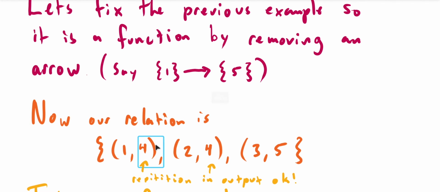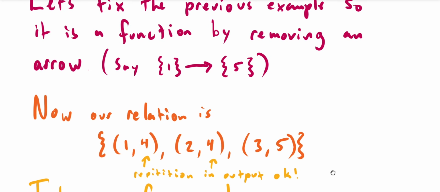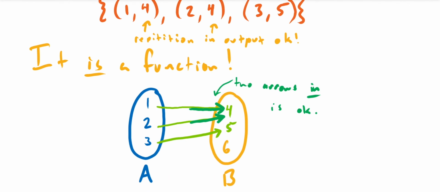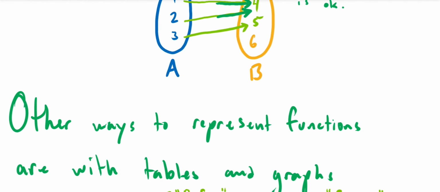It sends 1 to 4, and also 2 to 4, and 3 to 5. Notice there is no problem with repetition in the second slot, in the output slot. That is fine. That's still a function. What that looks like in terms of maps is that your arrows could go both into some number. That's fine. But every single source only has 1 arrow coming out of it. Now, there's other good ways to represent functions, and 2 of those are tables and graphs.